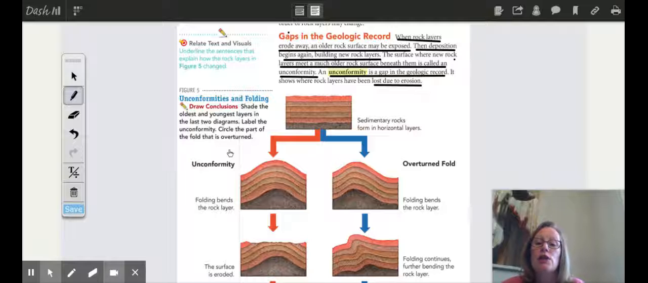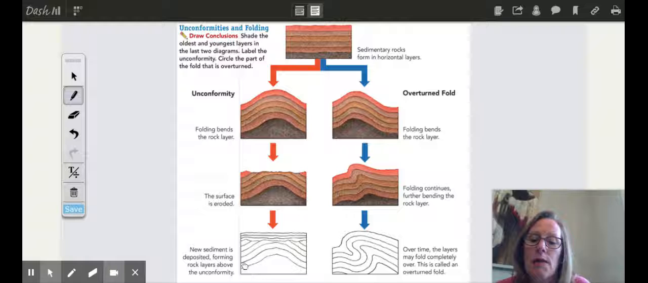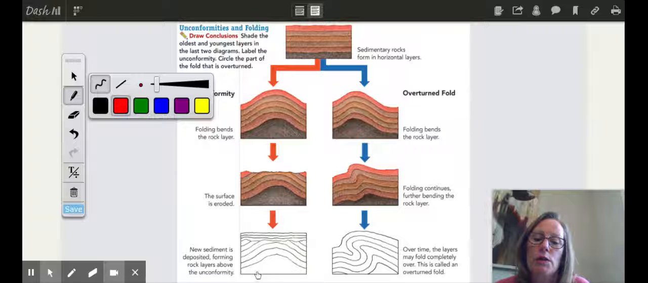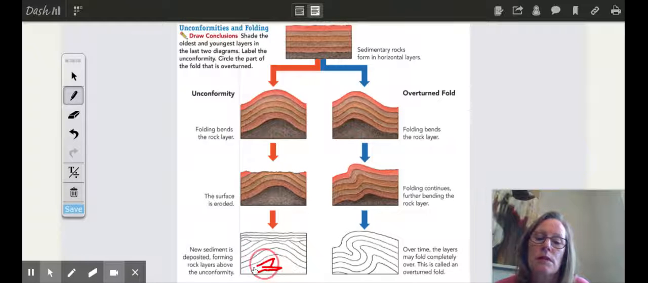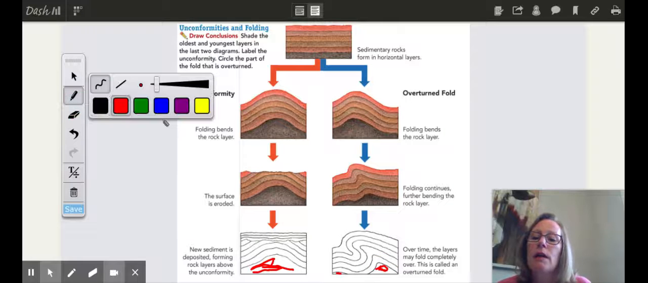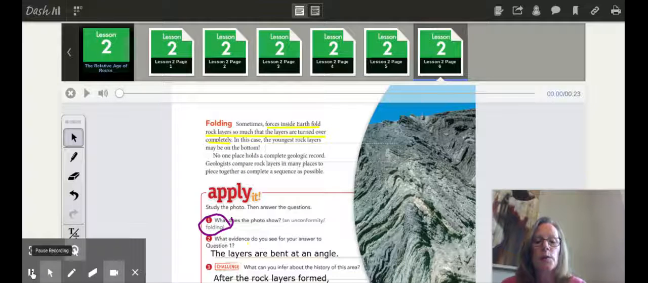And down here it says shade in the oldest and the youngest layers in the last 2 diagrams. So let's see, the oldest layer I'll do in red. So it's this here, and this one here is red. Those are the oldest layers. You get the drift. And then I'll do the newest layers in yellow right here. So you can do that on yours, and yours probably will fill in much better than mine. Okay, now we're moving on to page 209.